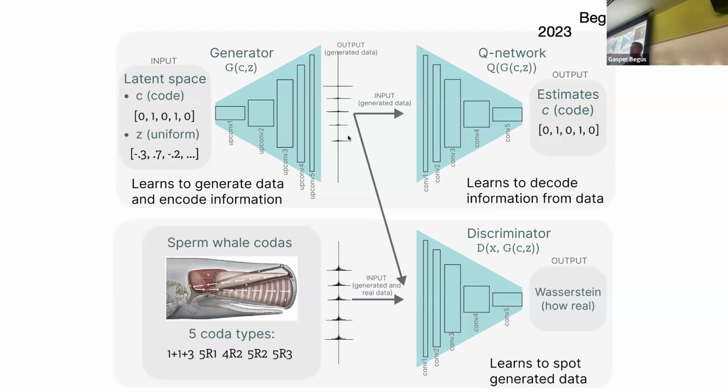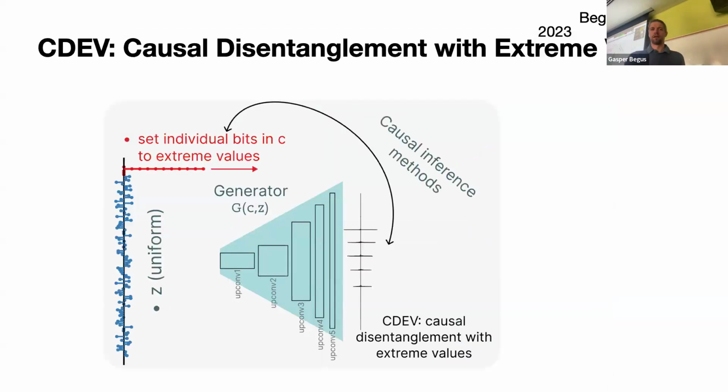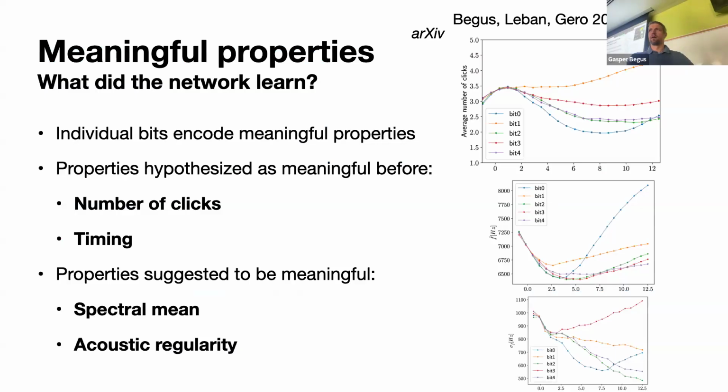Can you go to the slide where you manipulate the code and infer that the whale language has meanings? Yeah, so this is where you take each bit to extreme values, right? We are used to that now. And you see how the effect disentangles from the rest of the bits. It's called causal disentanglement with extreme values.